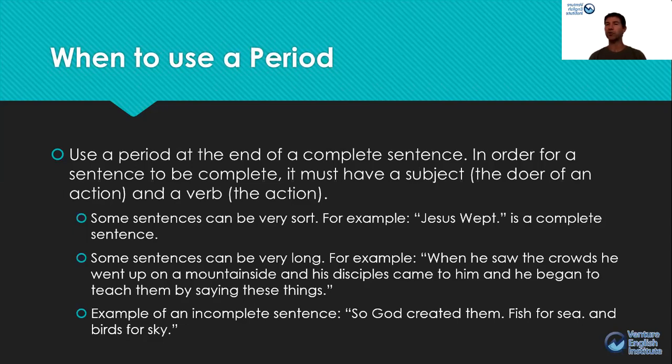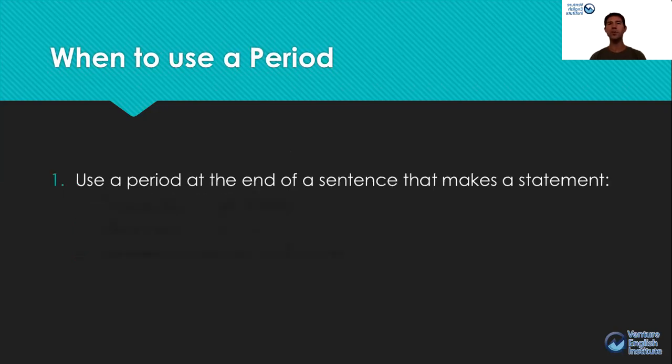So here we have an example of a short sentence. We have an example of a very long sentence. We also have an example of an incomplete sentence. So we use a period at the end of a sentence. We also use a period at the end of a sentence that makes a statement, and that's primarily what we use them for. They're different than question marks, they're different than exclamation points, which we'll cover in other lessons. But we use a period at the end of a sentence that makes a statement. And what is a statement? It's just simply an expression of a truth or a fact.